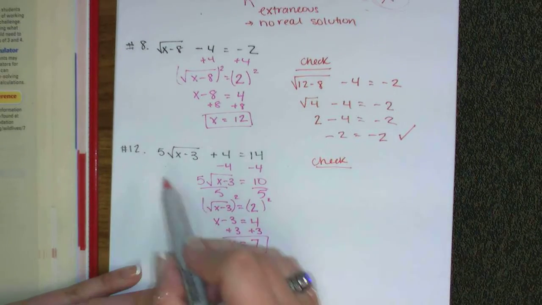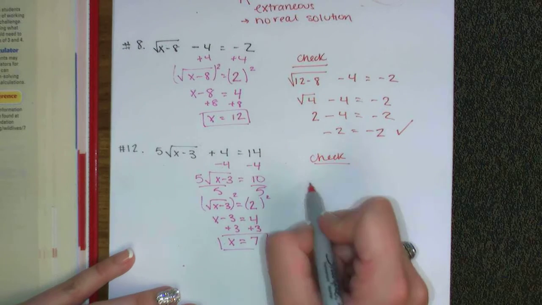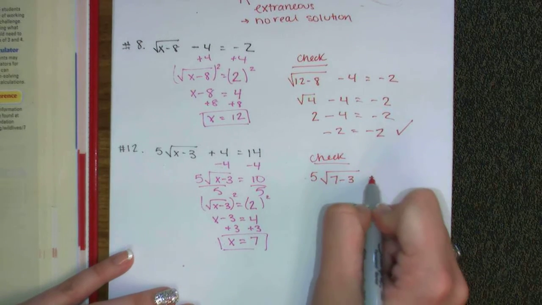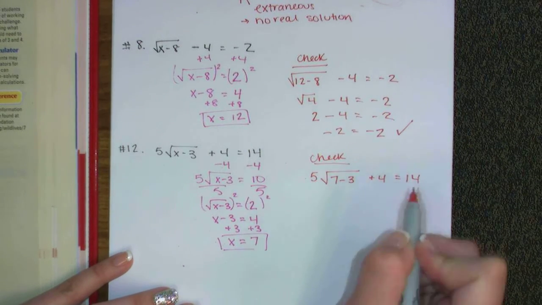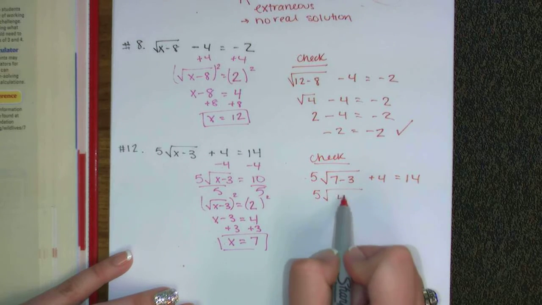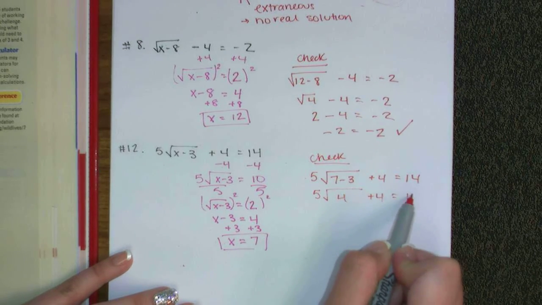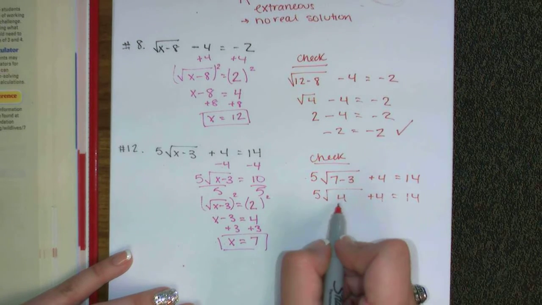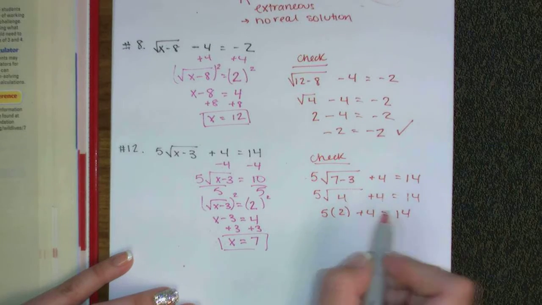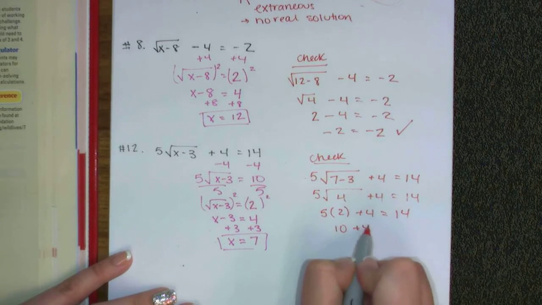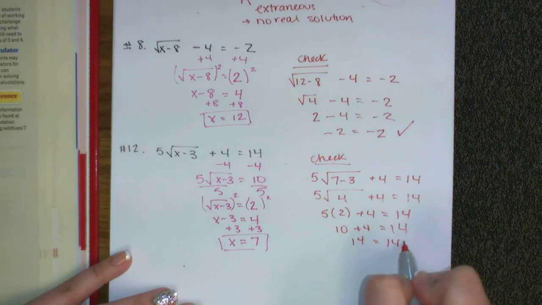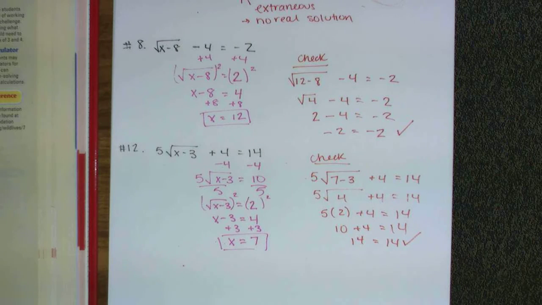So plugging 7 in for x. 5 times the square root of 7 minus 3 plus 4 is equal to 14. 7 minus 3 is 4, so 5 times the square root of 4 plus 4 is equal to 14. The square root of 4 is 2, so 5 times 2 plus 4 is equal to 14. 5 times 2 is 10, plus 4 is equal to 14. 14 is equal to 14, so we're good. That is true.